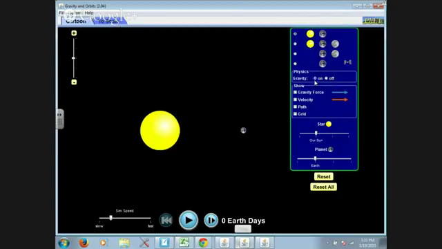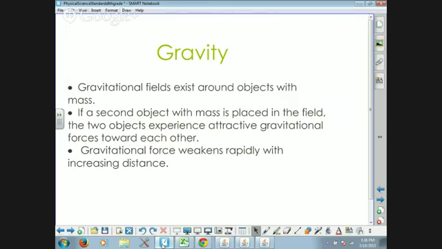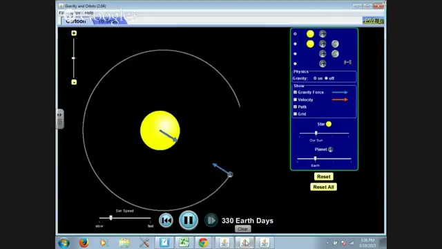But what we're going to see, our gravity is on. We're going to show the gravitational force, and we're going to show the path, and go ahead and hit play. And so as the Earth is traveling around the sun, the sun has gravity on the Earth, and the Earth has gravity on the sun. They are having a force on each other. Well, let's go back to what this said. It said, if a second object with mass is placed in the field, the two objects experience attractive gravitational forces toward each other. It also says gravitational forces weaken rapidly with increasing distance. Hey, that's just like we saw with the electrical particles, and we're looking at the positive and the negative.